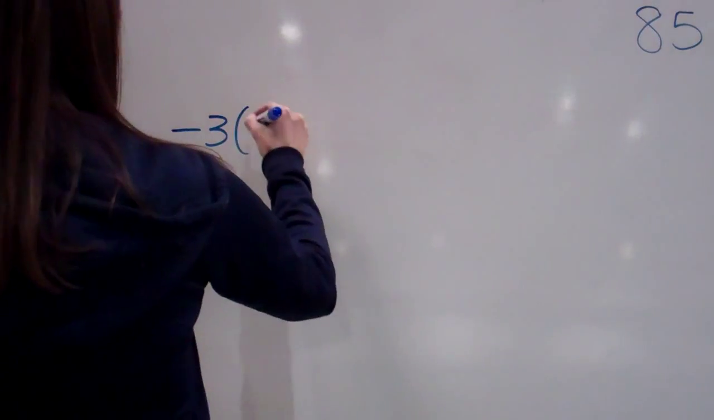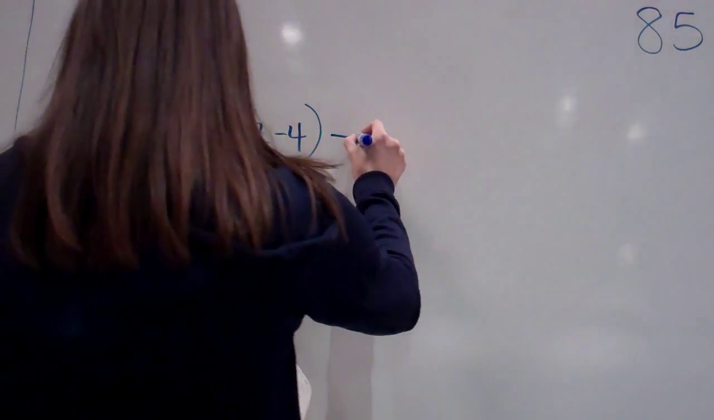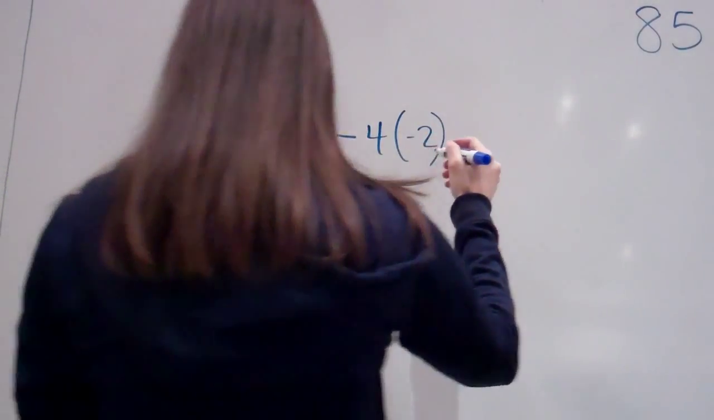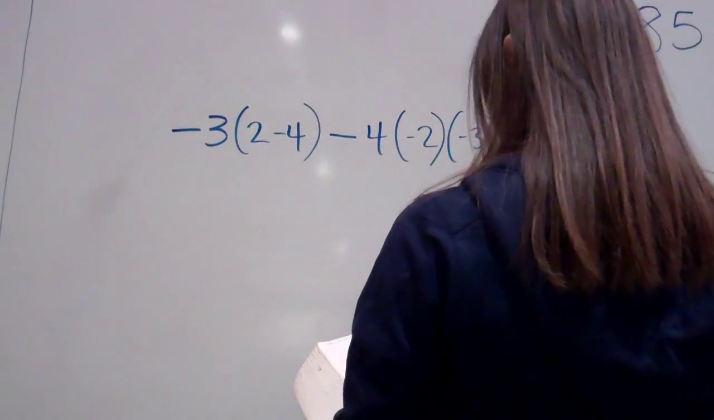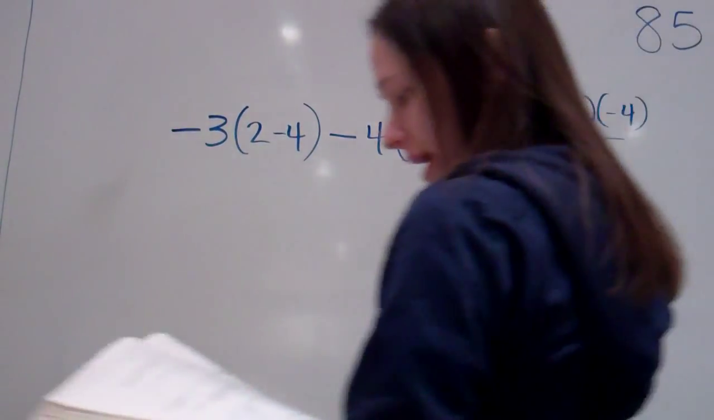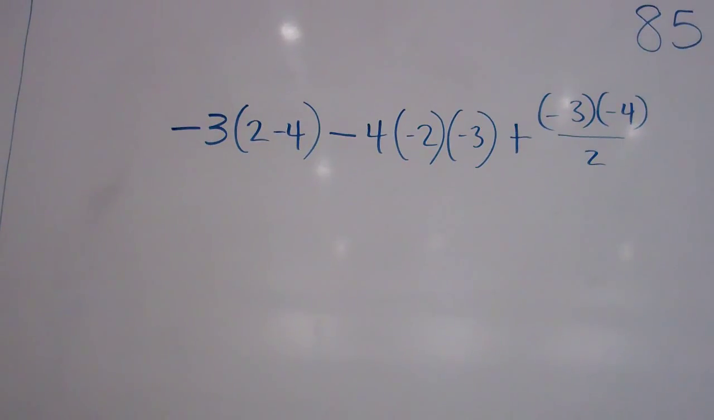-3. Write this down. I hear too much talking. Minus 4 times -2 times -3. Plus -3, -4 over 2. Okay, everybody write that down. Good grief. Yeah, I know, right? I don't know if it looks complicated to you. It does. It looks complicated to me.